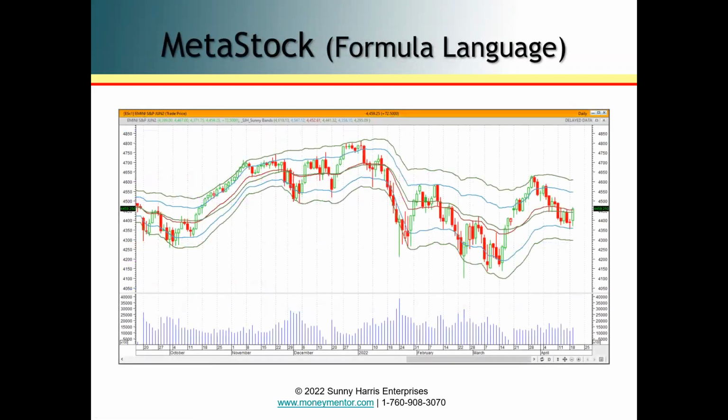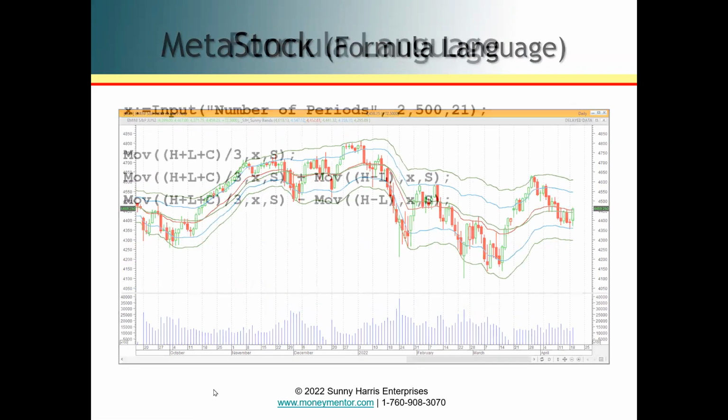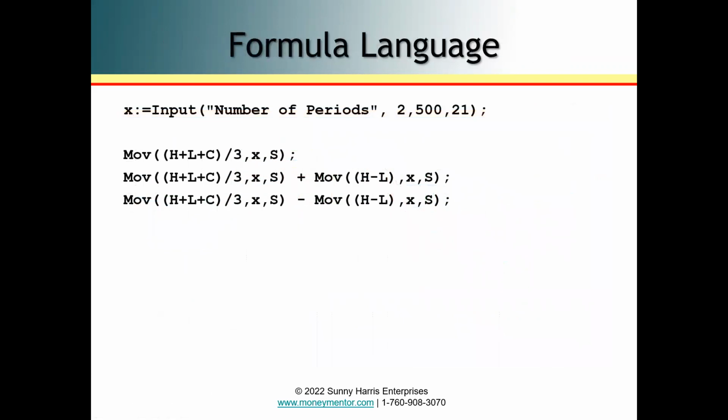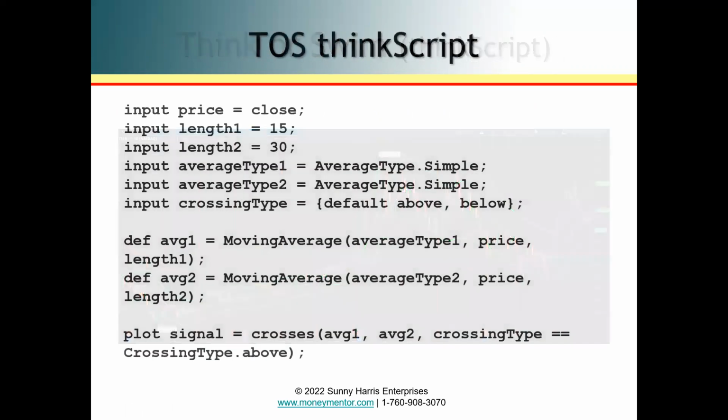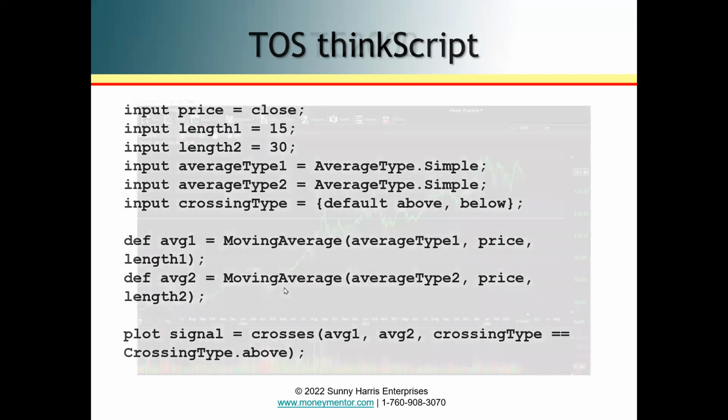Metastock with sunny bands on it has a language called Formula Language, and this is what it looks like. Looks more kind of like a spreadsheet equation than either of the other previous ones. So that's a moving average of average price. Here's Thinkorswim. They have a language called ThinkScript, and that's what its language looks like. They all kind of are similar in a way, but this one is a little more object-oriented in nature.